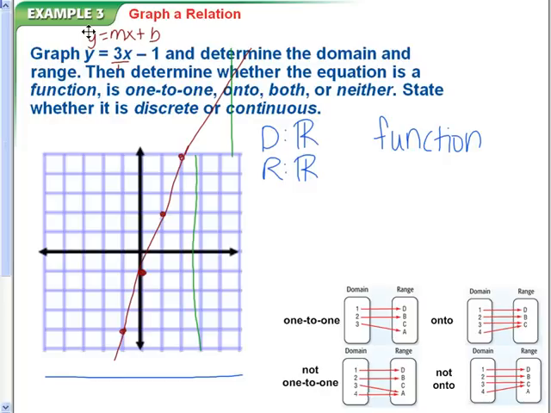And then we look at one-to-one and onto. Well, since each domain has a unique range, it is considered one-to-one. And because there are no range values that are excluded from a domain, this is considered onto as well. So this is both. The last question asked in this problem is discrete or continuous. Discrete, again, is just points or segments. This is a complete line. It is continuous.